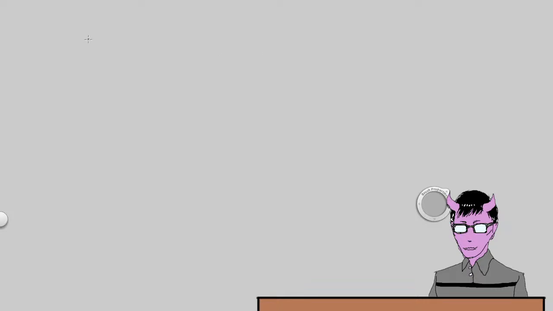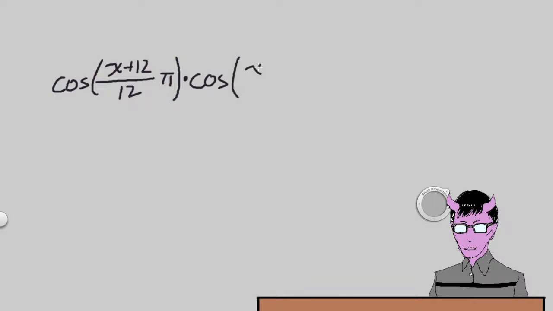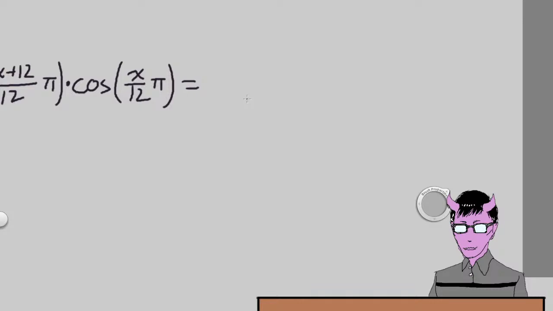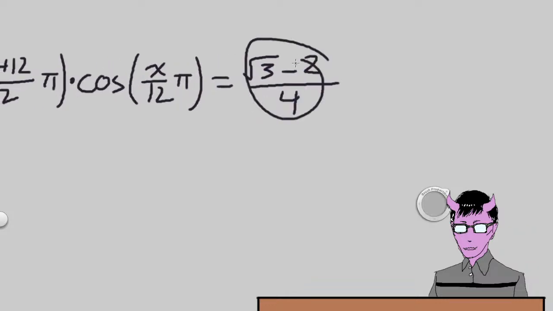Next on up we have cosine of (x + 12)/12 π, and then it's going to be times, that should already tell us where we're going, cosine of (x/12) π. Alright, since this is a variable expression, it needs to be equated to something to solve for it. And it's equal to (√3 − 2)/4. So that's the known quantity.